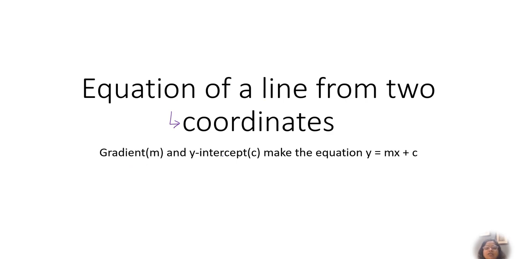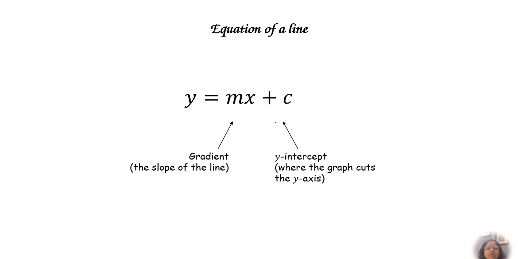Essentially, you do know that the equation of a line has a standard form of y is equal to mx plus c, where m represents the gradient of the line and c represents the y-intercept. So this is exactly what we'll be working on. The first step would be to find out the gradient from the given 2 points, and the next step would be to find out the value of the y-intercept. Hence, we would have the complete equation.